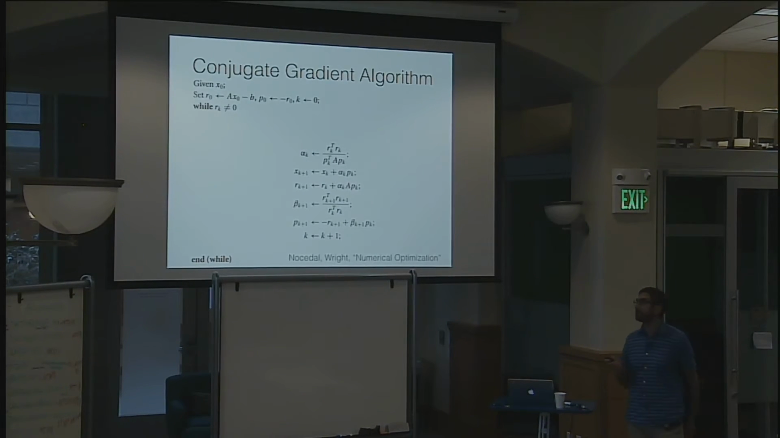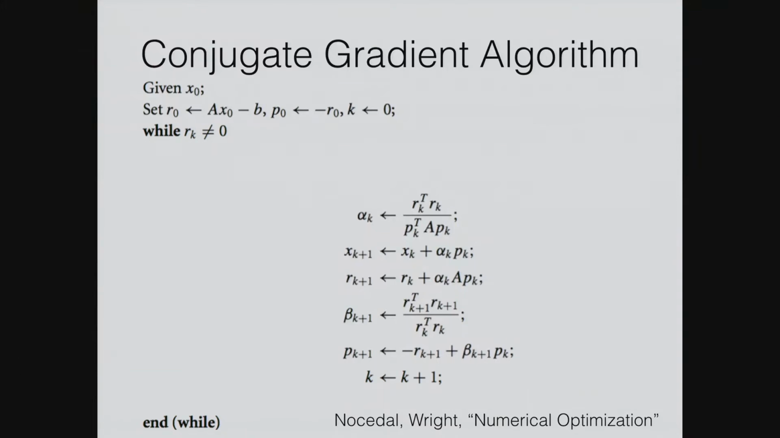I'm not going to go through that. But basically, you start at any point, x0. That's your starting point. If you can find a good starting point, great. If not, it's still OK. Calculate the residual at that point. Set your first conjugate direction to be the negative of the residual. Your first iteration is k. While the residual is not equal to 0, repeat this.